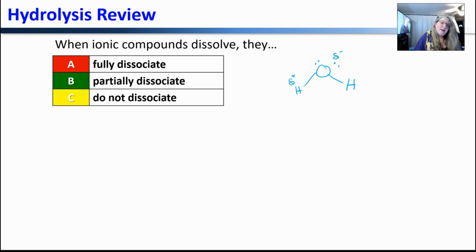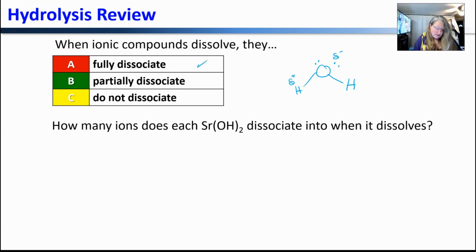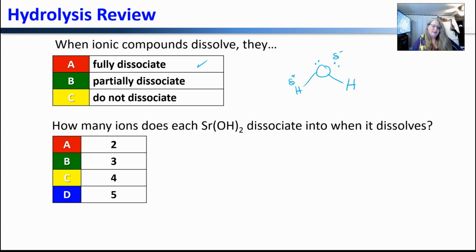That eats away at my solid and just pulls apart piece by piece all of my ionic bonds. And remember, those are electrostatic bonds, so the water gets in there and detracts from that attraction, and so they fully dissociate in water. Now what about how many ions am I going to get from dissolving strontium hydroxide in water? I think I'm going to get 2, 3, 4, or 5.